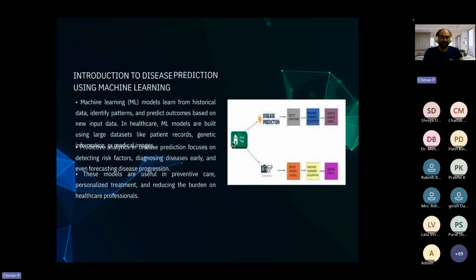Okay, next, sorry, there is some overlapping text because of the different tools. So our introduction to disease predictions using machine learning.